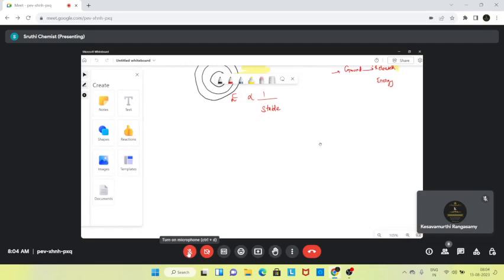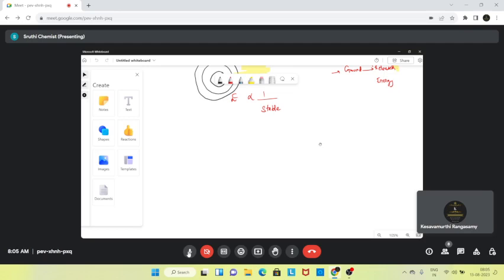Then how many atomic models do we have? We have how many atomic models? Bohr atomic model, ma'am. Very good. Rutherford atomic model, and the plum pudding model. Very good. So the starting one is the plum pudding model, which is J.J. Thomson. Then comes Rutherford, then the Bohr model, and finally, what's the last model? Quantum model. Very good, it's the quantum mechanical model.